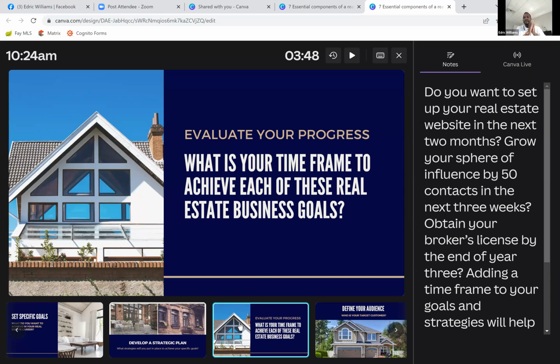One of the questions here or in the notes: do you want to set up a website in the next 2 months? That's an example. What are the things that you need to do that? Do you want to grow your sphere of influence by 50 people in the next 3 weeks? How do you do that? How many conversations do you need to have to add 50 people? Do you want to get your broker's license by the end of the year? So having a plan and a time frame in place is super critical, because again, otherwise you're throwing wet rags at a wall and seeing what sticks.